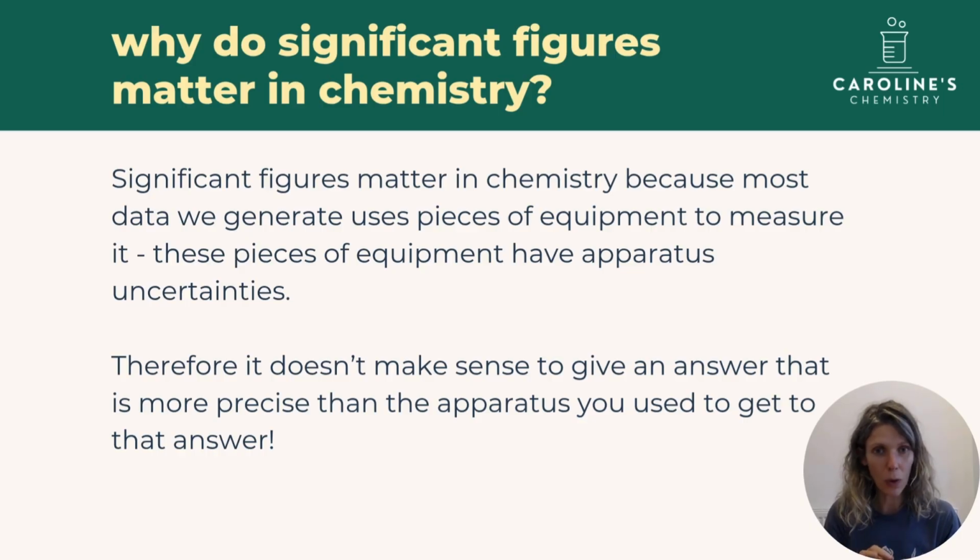It means, therefore, that I can't give an answer like a concentration of a solution that's more precise than the apparatus that you use to get that answer. So say, for instance, your pipette has an apparatus uncertainty of plus or minus 0.1 centimeters cubed. Well, I can't then give my overall answer from a titration of that concentration being like 1.333333 moles per decimeter cubed. It cannot be that precise because the equipment was not that precise.